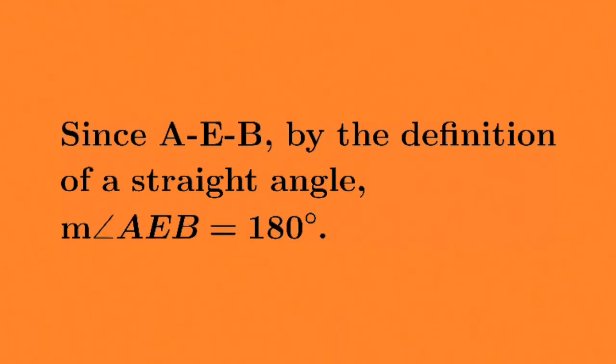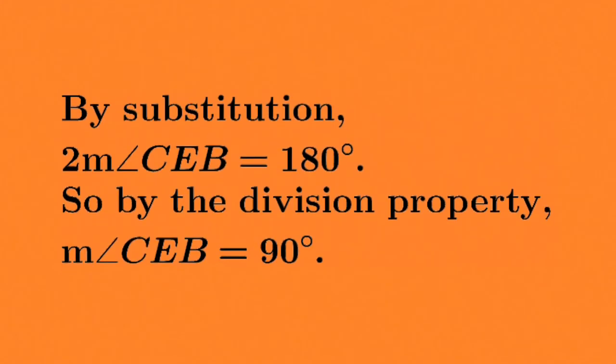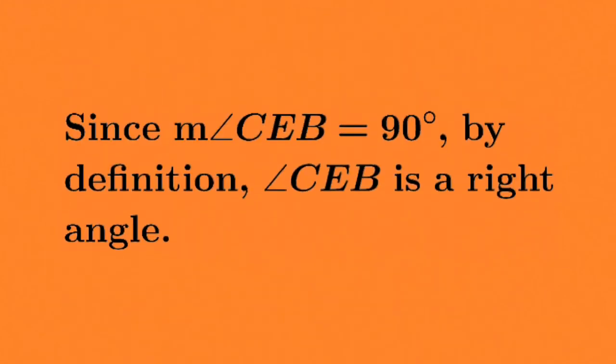Using the fact that we have a straight line, we can represent the measure of that angle as 180 degrees, whereupon one more substitution yields us the equation that the measure of angle CEB is in fact 90 degrees. A final application of the definition of right angle, and this proof is done.